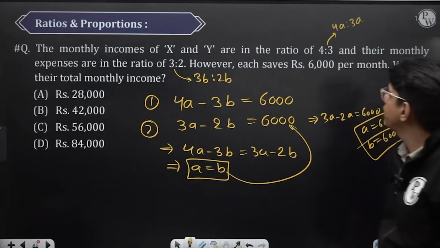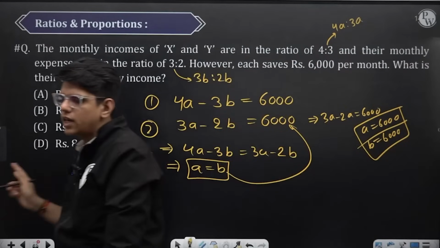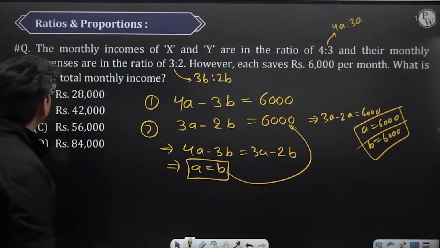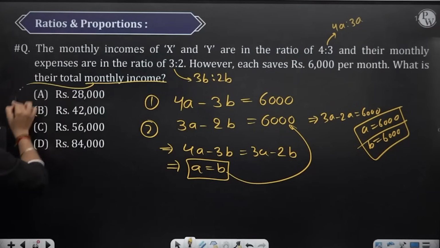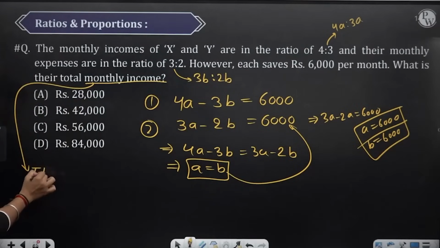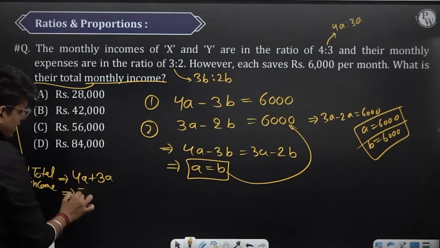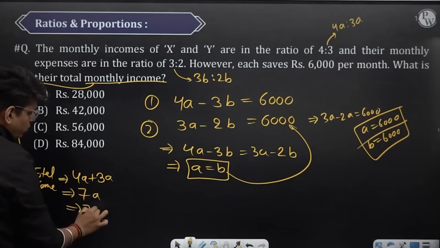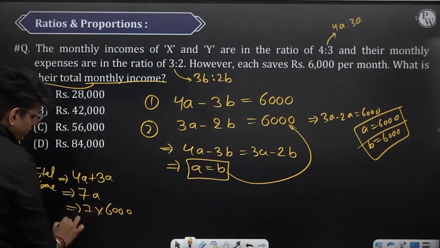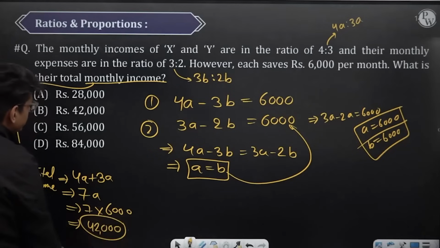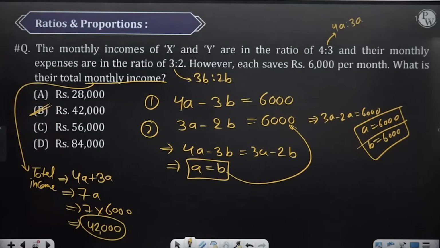Now I have the value of A and B, the proportionality constant. Now if I have the proportionality constant, what is the total income? Total income is 4 of A plus 3 of A, which is 7 of A, which is 7 into 6,000. 7 6s are 42. 42,000 is the total income. Okay, so you can solve such questions by this.